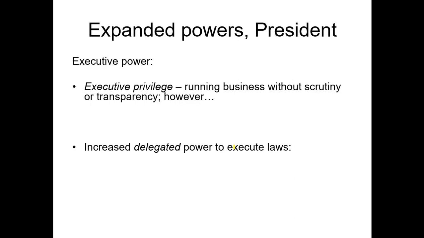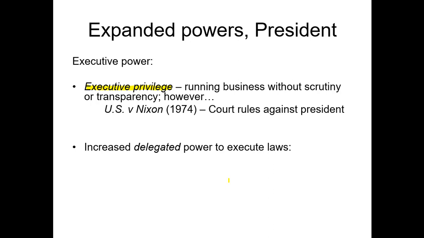Now, some other expansions that have been claimed. Executive privilege, which the current administration has claimed several times in refusing to submit information to House committees that are investigating this or that. But executive privilege has been around for a while, where the president feels like he needs to run his business without being scrutinized or without transparency. However, when it goes to a court, oftentimes it could end up to where they're going to rule against the president. One of the more famous cases was when Richard Nixon declined to turn over the rest of his tapes.